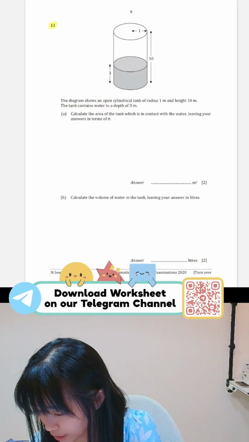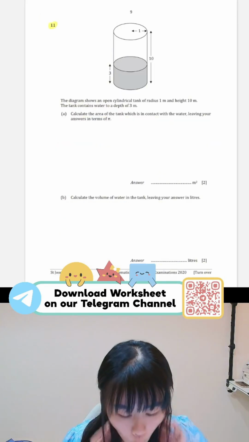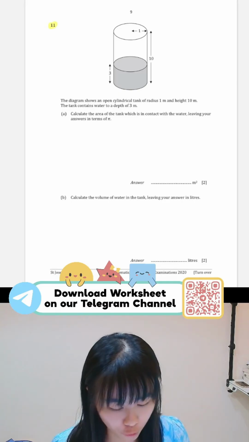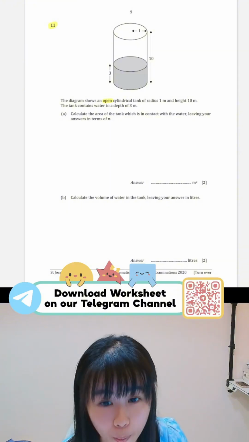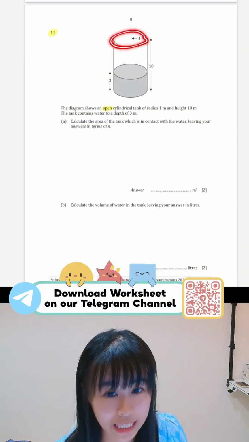So let's look at question 11. The diagram shows an open cylindrical tank of radius 1 meter and height 10 meter. Now the word open is very important. Open means there's no lid here.